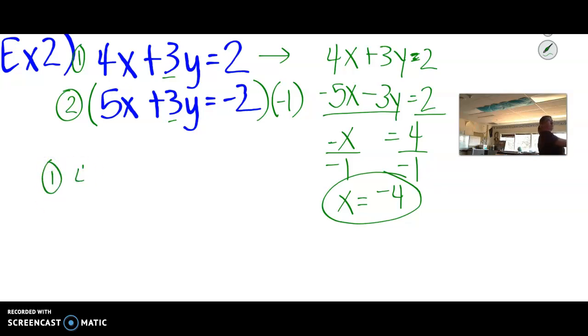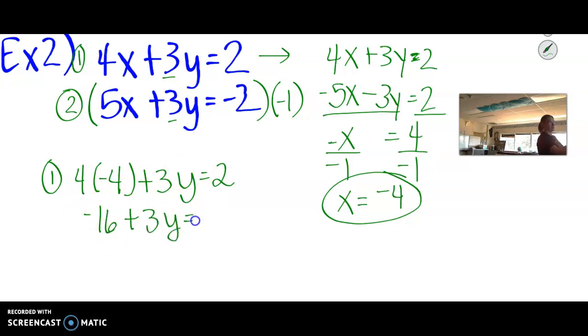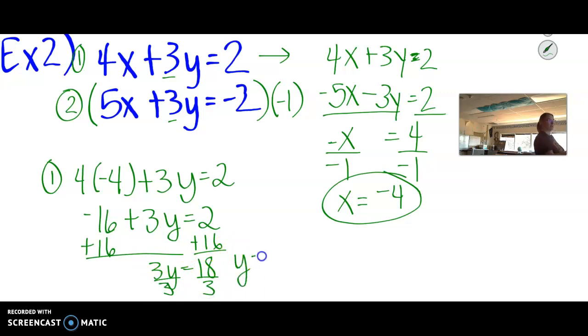I'm going to pick equation 1. 4 times -4 plus 3y equals 2. Now solve for y. This is -16 plus 3y is equal to 2. Add the 16 because it's a -16. And I get on the left 3y, and on the right 18. Divide by 3, divide by 3, and I get y is equal to 6.